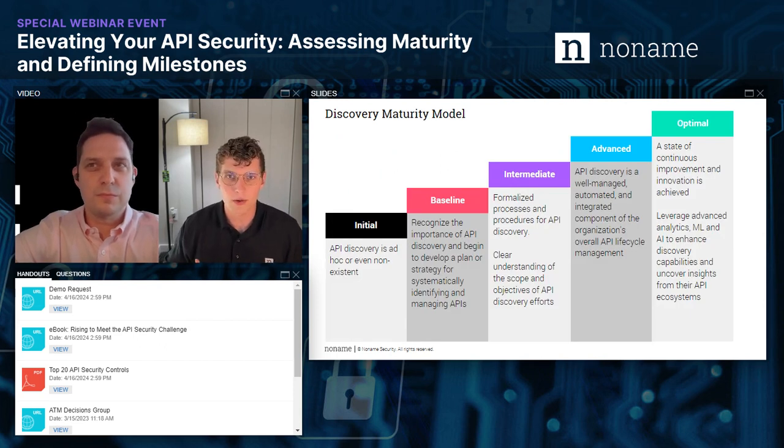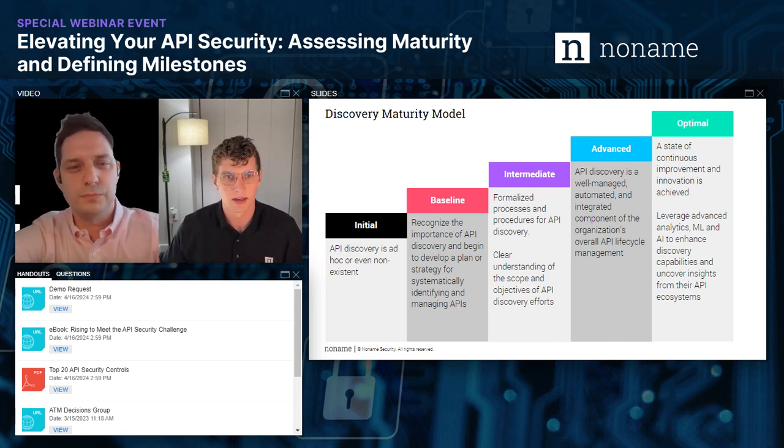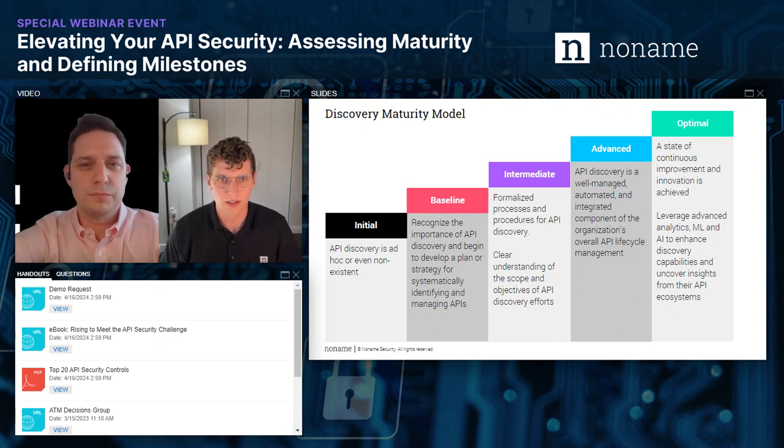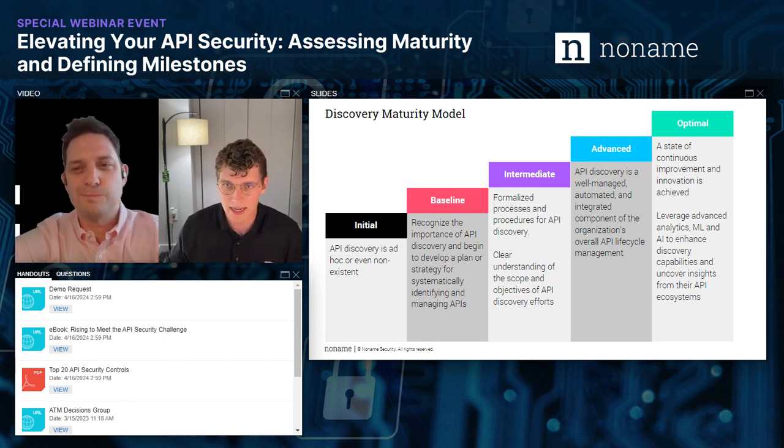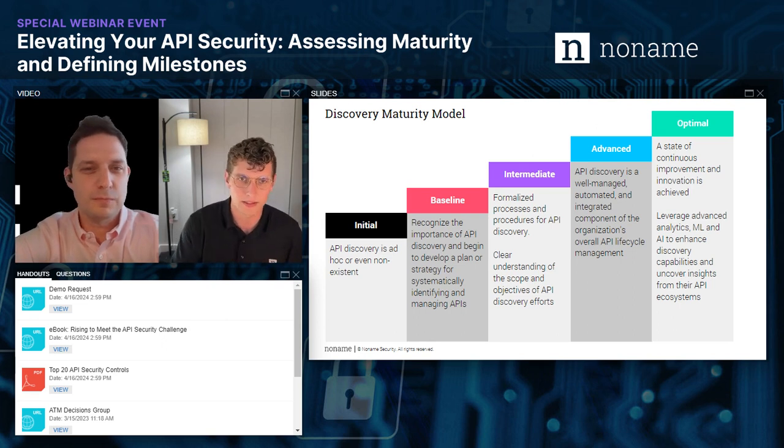And on that note, let's go through the discovery pillar in terms of maturity levels. What we'll be doing for all these pillars is breaking it down into 5 levels, all the way from initial to optimal. So let's get started with the initial level. At this stage, API discovery is ad hoc or even non-existent. Organizations may not have a formal process for identifying and cataloging APIs within their environments. Discovery efforts often rely on manual methods, sporadic scanning, or incidental discovery, like during development or integrations of other projects.